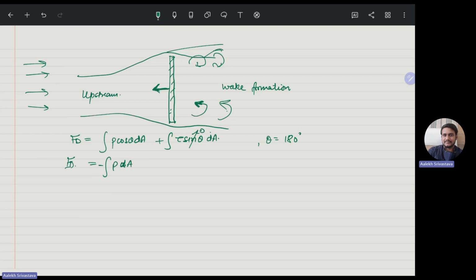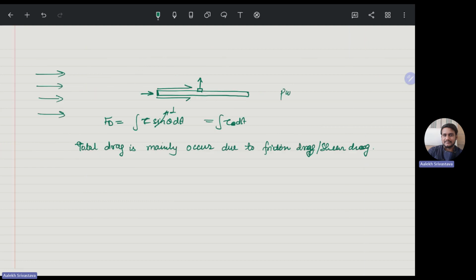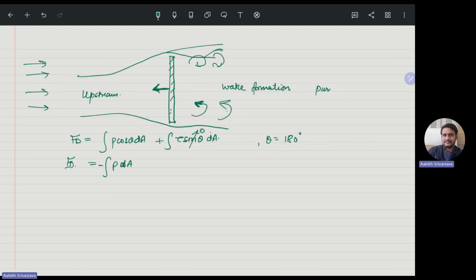Now, what happens, because this is purely horizontal and this is purely vertical. So what happens is if you place it at any angle theta, there exists a drag force FD for which pressure drag and friction drag both exist.